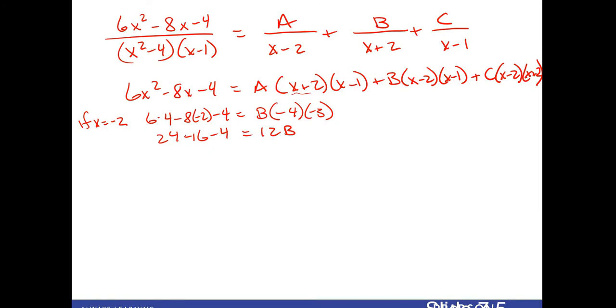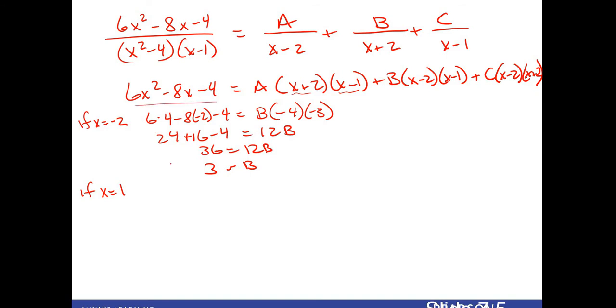What did I do? Oh, that's plus 16. I knew that wasn't right. So now I get 36 equals 12b, and b equals 3. I can now do that again if x equals, I'm looking at this factor now, if x equals 1.